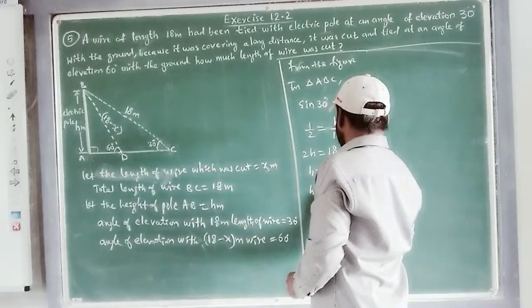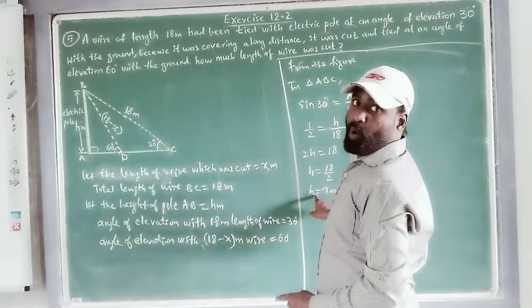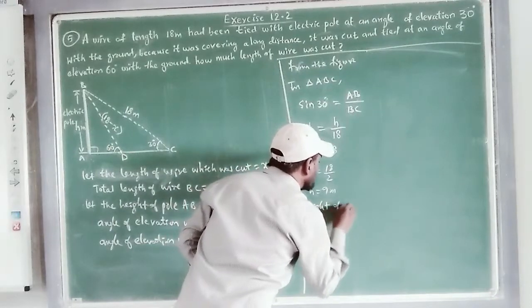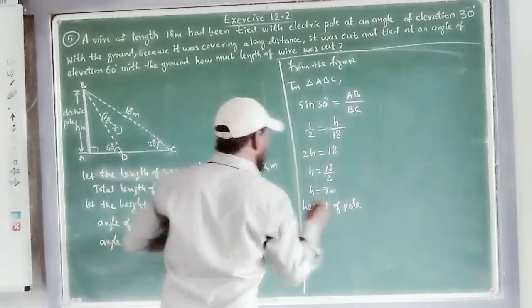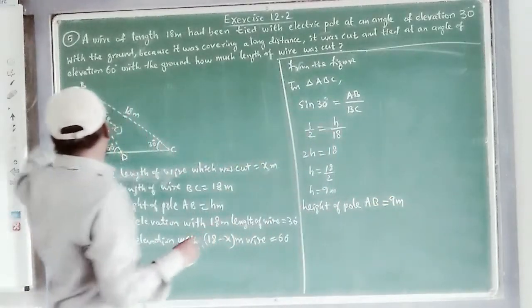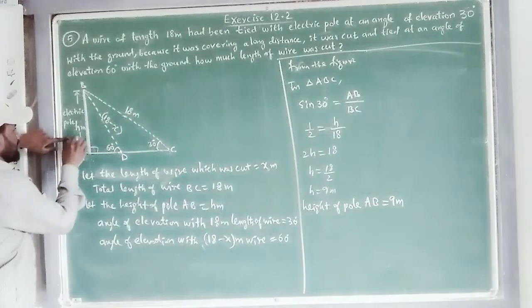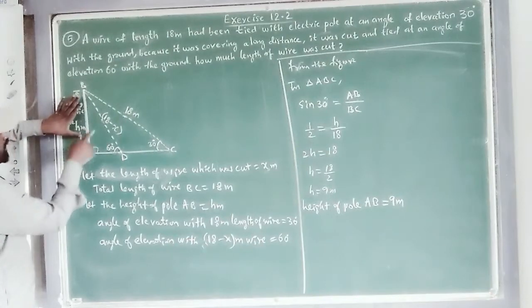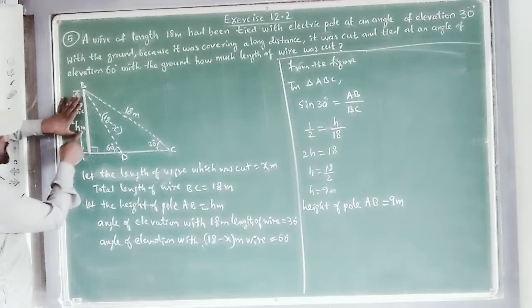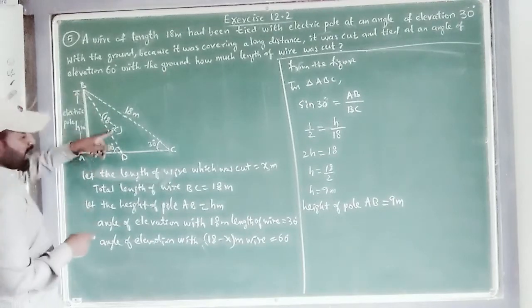So what is this line? Height of the pole. So the height of the pole we got now. Height of the pole, which is AB, is equal to 9 meters. Now the height of the pole, 9 meters, we got it. We do not have the x value in this. So by taking the help of this side, we can find the x value also.